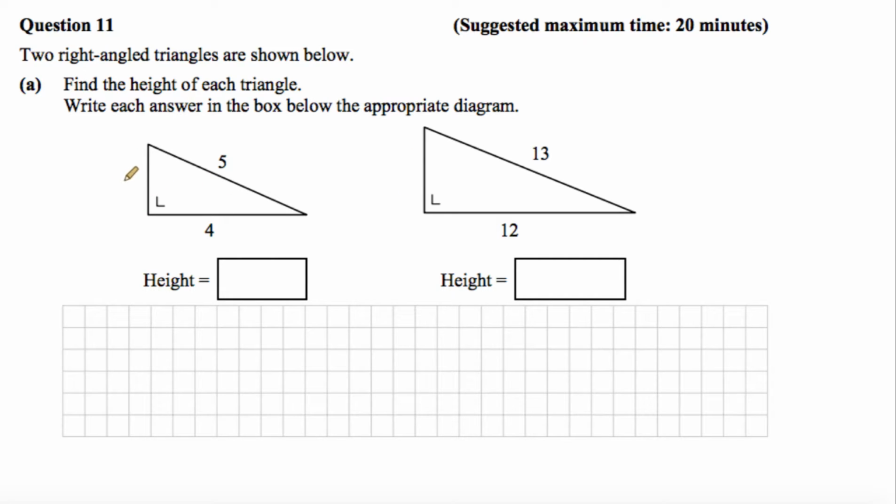So we can call this H in this case. And then over here, instead of H, we can call it G. So we're looking for H and G. Now, Pythagoras, which you can find in the tables book, states that in a right angled triangle, if that side's A, this is B, and the hypotenuse is C, the longest side opposite the 90 degrees, Pythagoras states that A squared plus B squared is C squared.